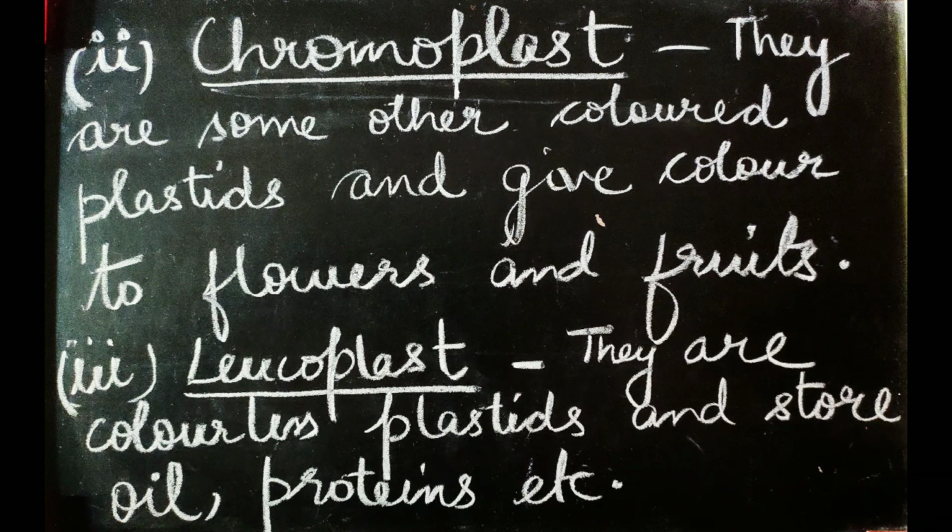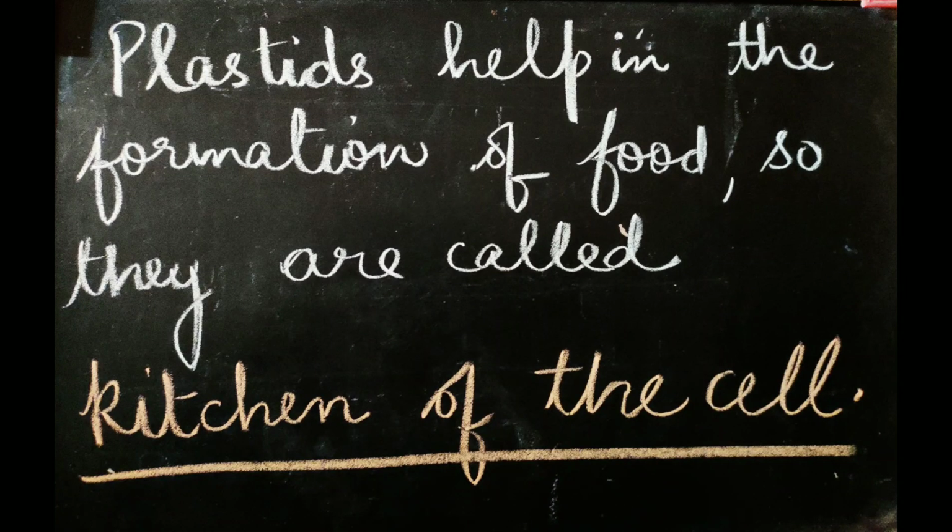Second type of plastids are chromoplast. They are some other colored plastids and they give color to the flowers and fruits. And the third type of plastid is leucoplast. They are colorless plastids and store oil, proteins, etc. Since plastids help in the formation of food, so they are also called as the kitchen of the cell.